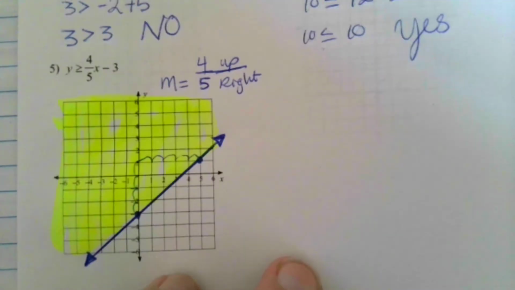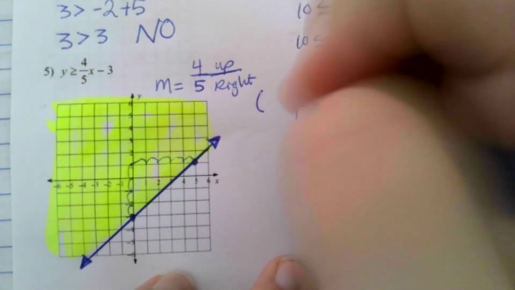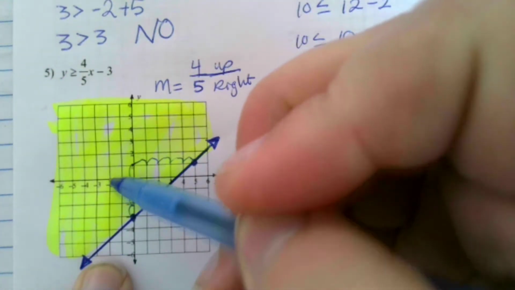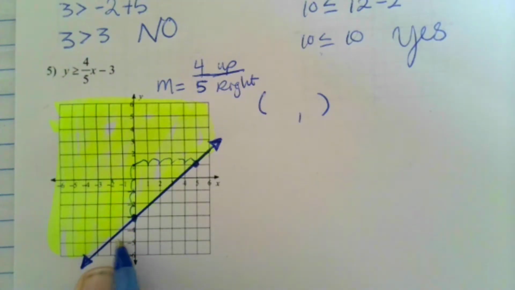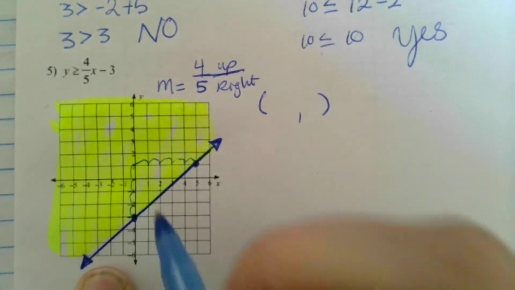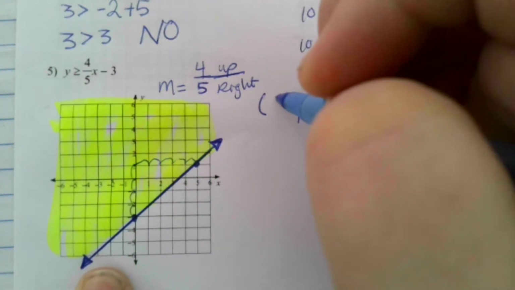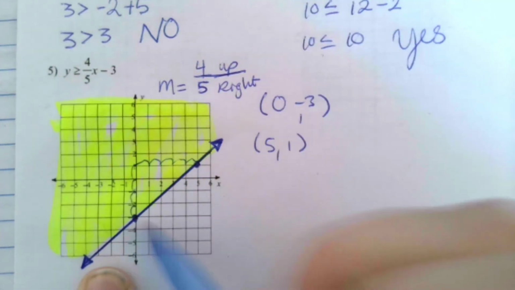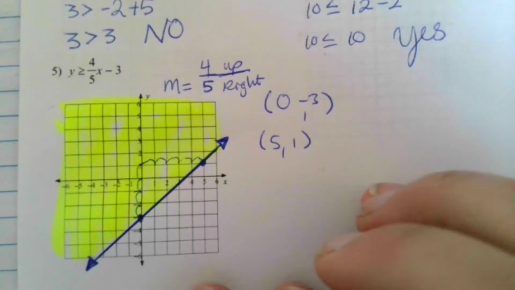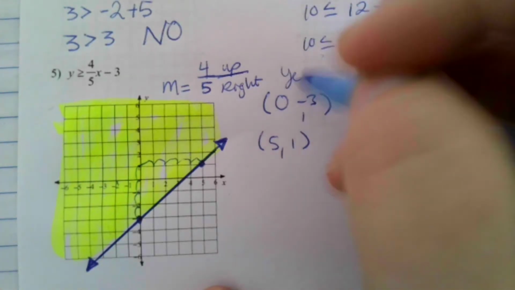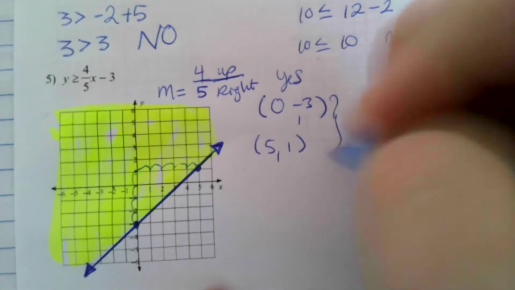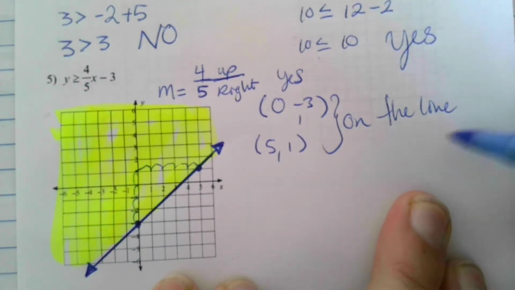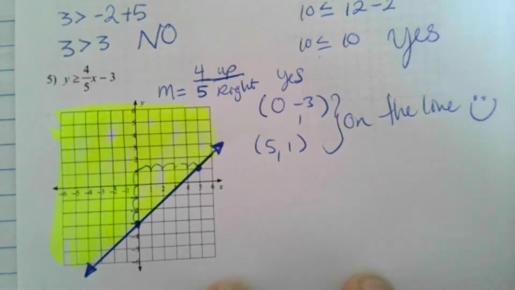So give me a point that's on the line. Any point that's on the line. Negative two? And what's my y then? Negative 8. Negative 5, right? Actually, that's not even perfectly on the line. Perfectly on the line would be over 0, down 3, or over 5, up 1. And then there's no other perfect points on this particular graph that we can currently see. So these would be yeses. It's okay to be on the line. On the line is smiley face. This is my smiley face.